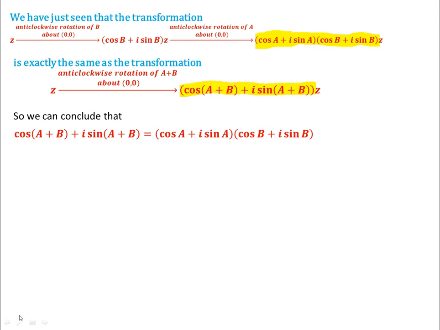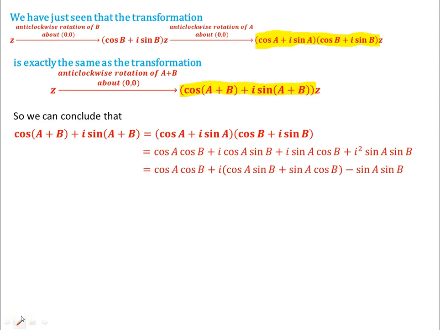Now we can multiply out the left-hand side. So multiplying it out, we've got cos A cos B plus i times cos A sin B plus i times sin A cos B plus i squared times sin A sin B. Remembering that i squared is minus 1 means that we've got cos A cos B plus i times cos A sin B plus sin A cos B, minus sin A sin B. So collecting together the real terms and the imaginary terms, the real term is cos A cos B minus sin A sin B, and the imaginary term is cos A sin B plus sin A cos B.